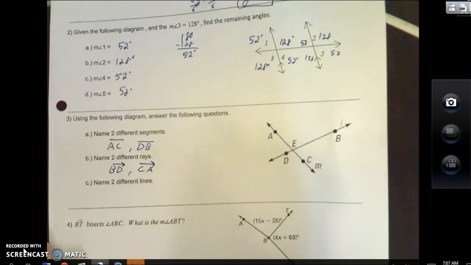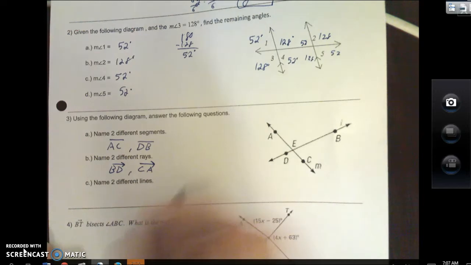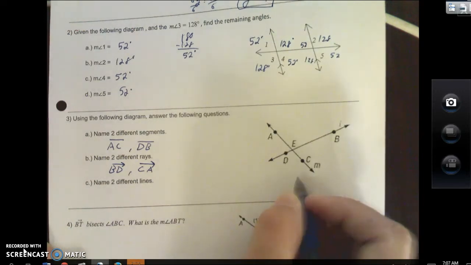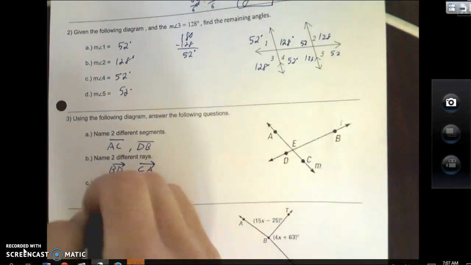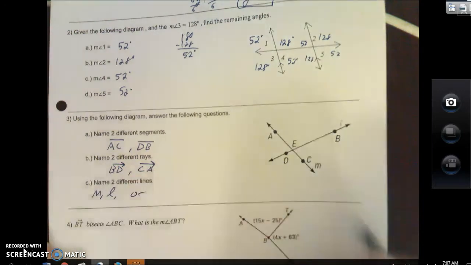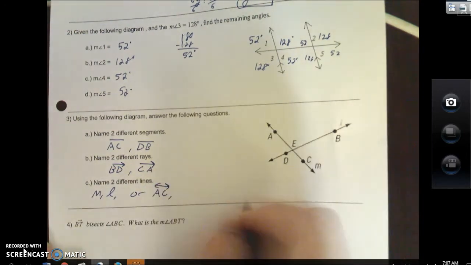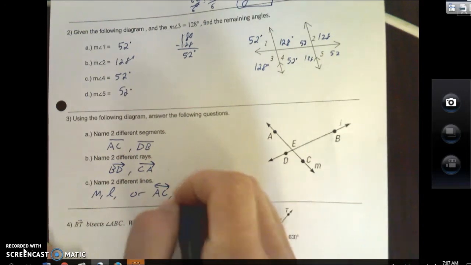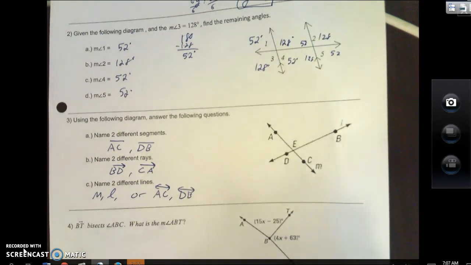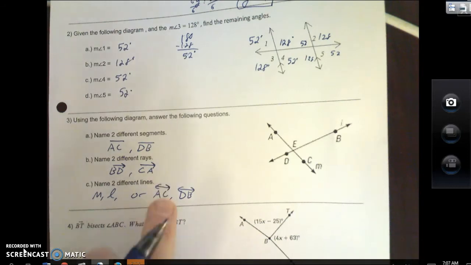And 2 different lines. Again, I have some options here. There's lowercase letter m, lowercase letter l. Or I could say AC and DB, just making sure I have the line over top of it. Okay, so just make sure you know the difference between segment, ray, and line. You'll be in good shape.